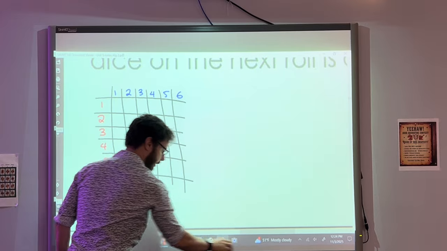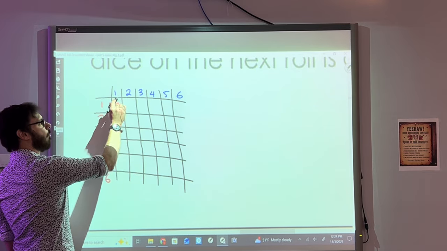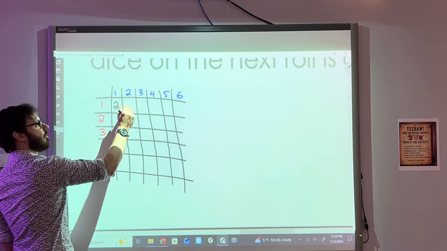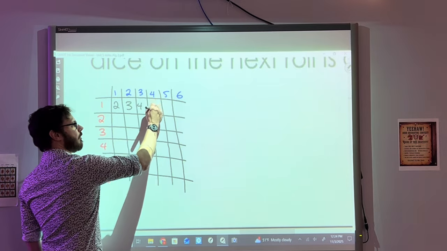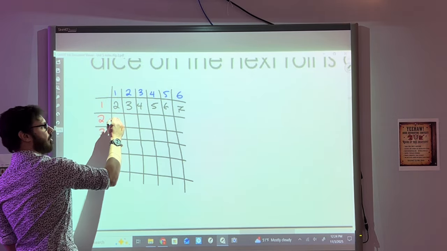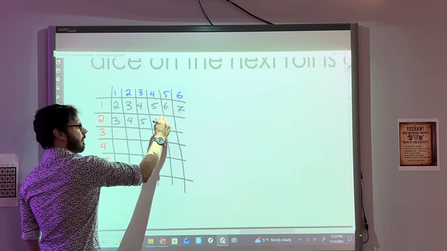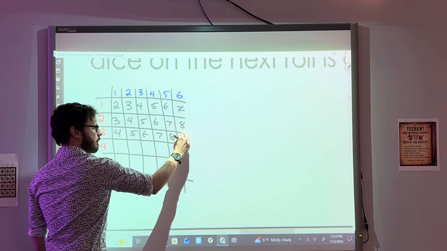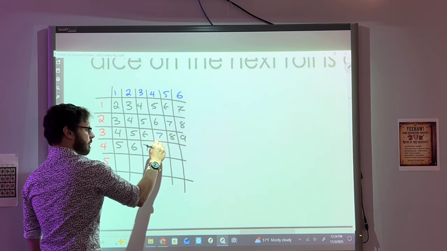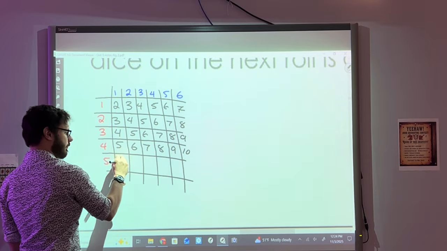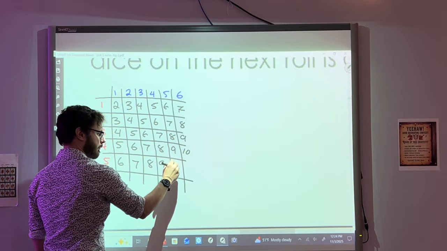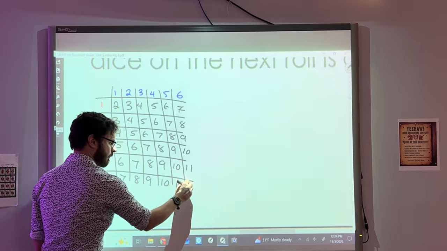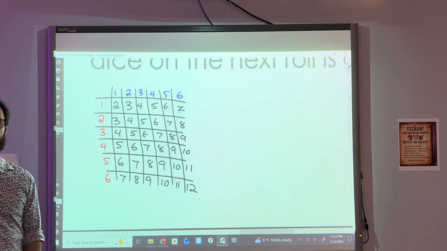So now let's figure out the sum. If I roll a 1 and 1, my sum is 2. If I roll a 1 and then a 2, my sum is 3. And we can build and fill out this chart. And that is the whole thing.